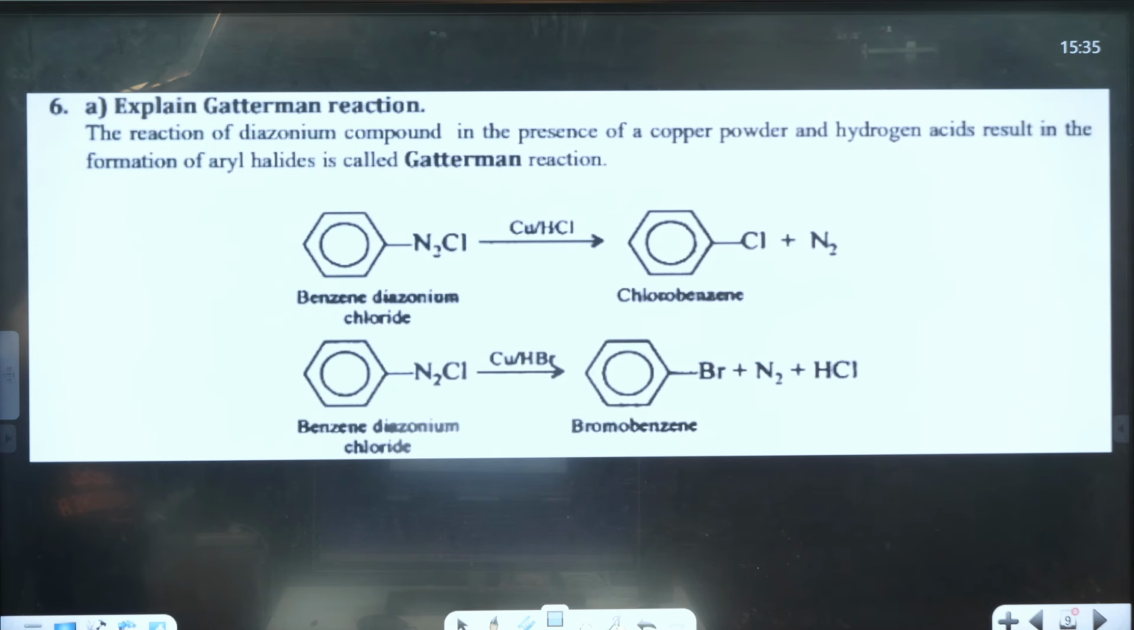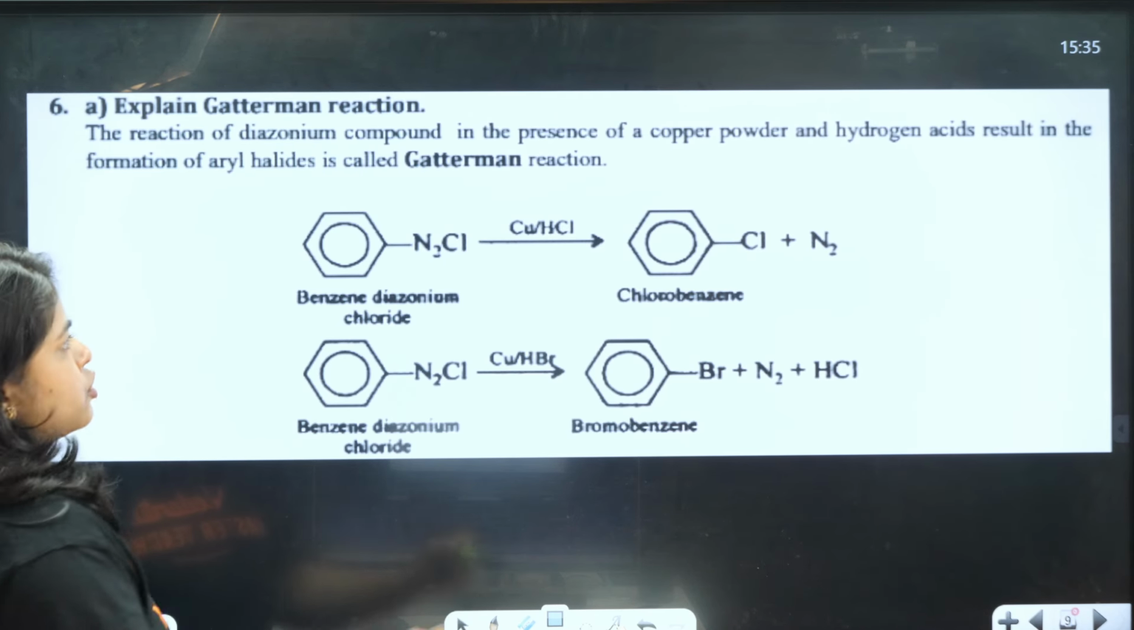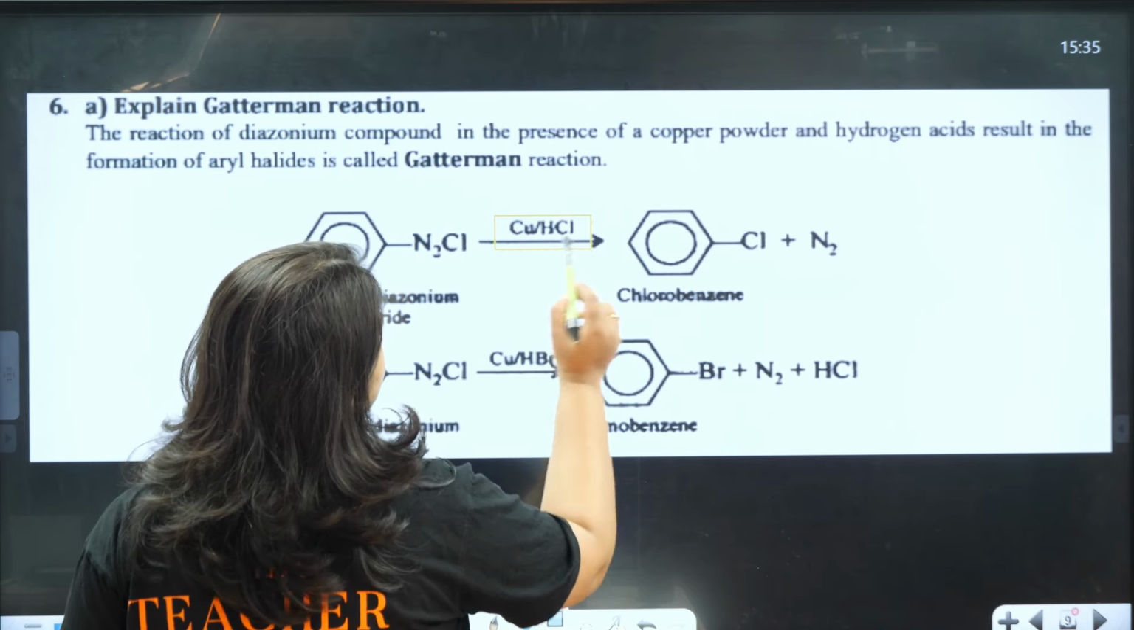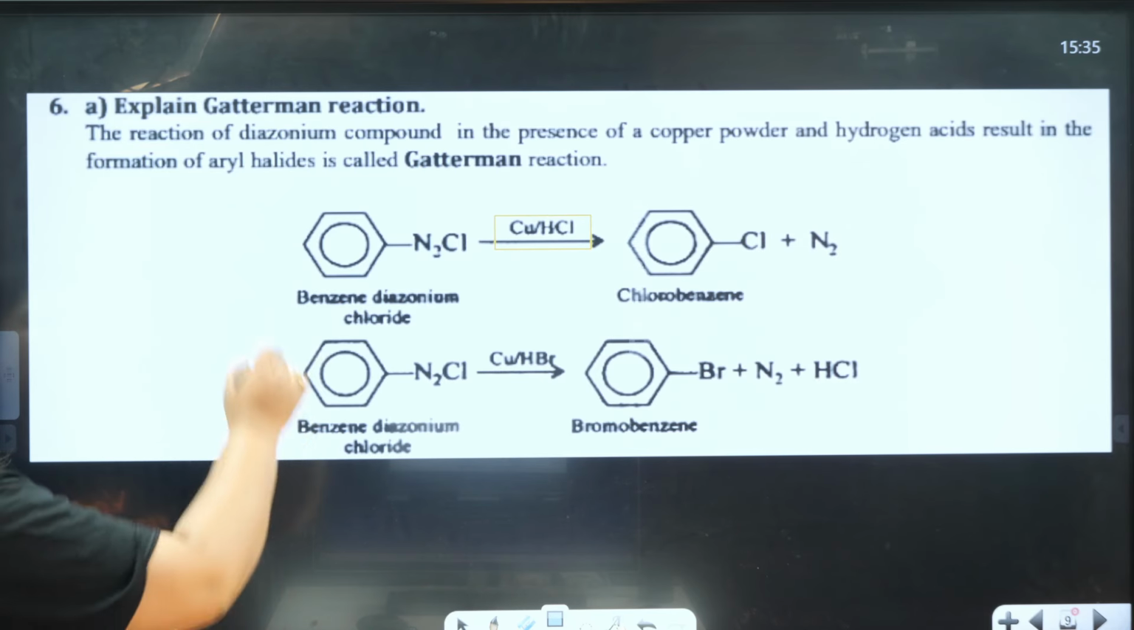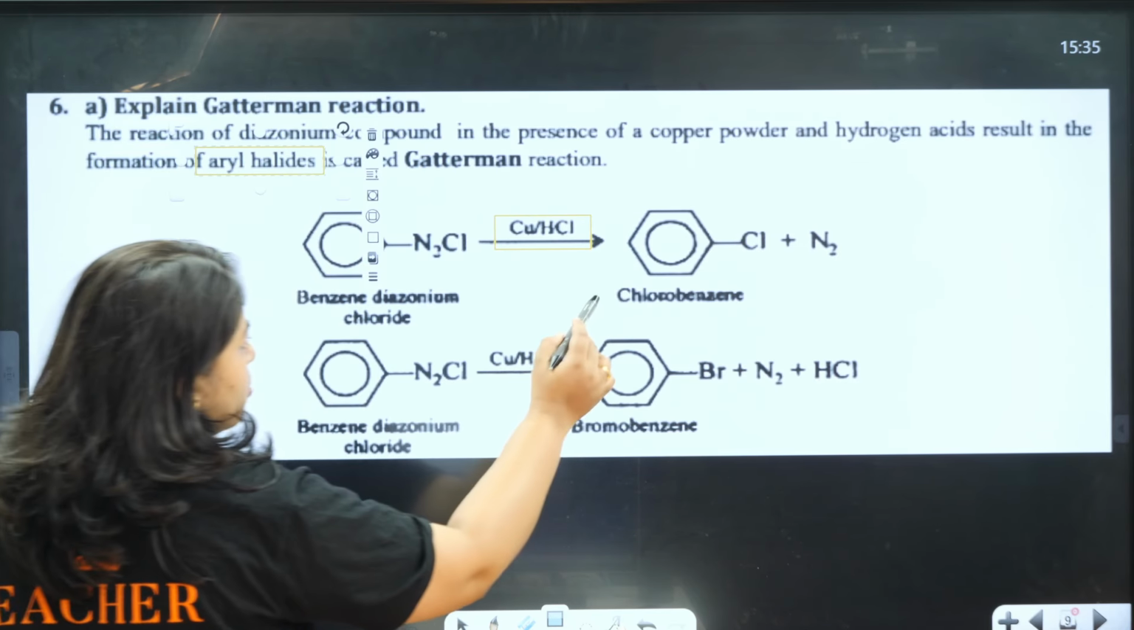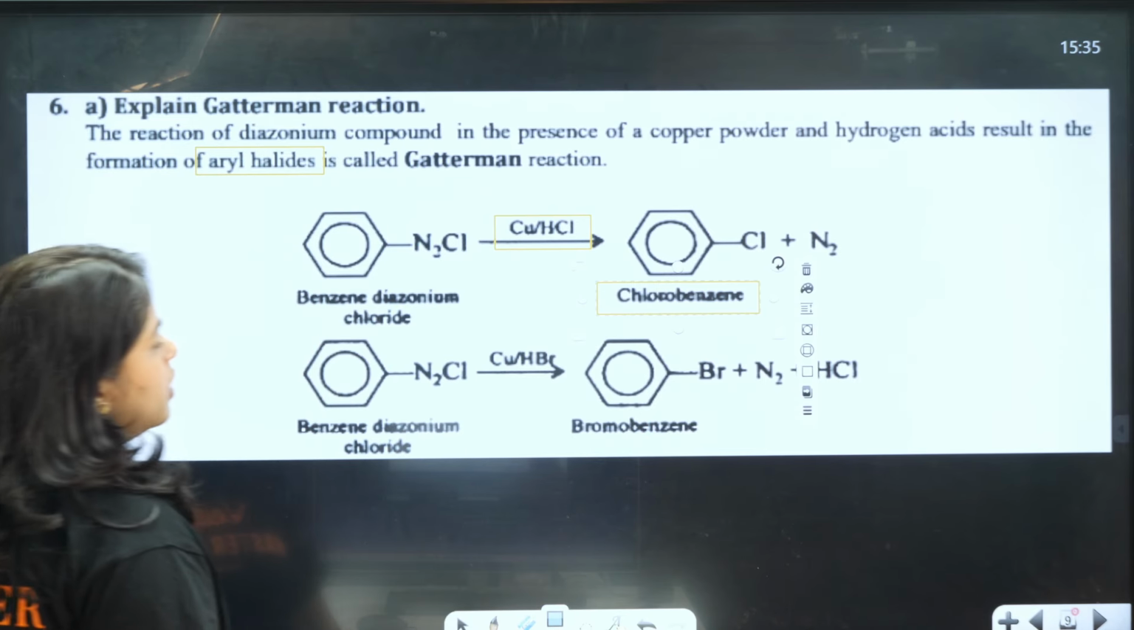Clear? Next one, explain the Gattermann reaction. The diazonium compound reacts in the presence of copper powder and HCl, which results in the formation of aryl halides. What is formed? Aryl halides, also called chlorobenzene.